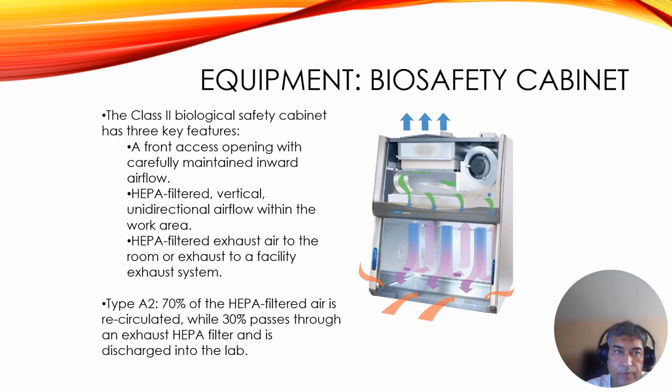Another variety of biosafety cabinet is the class 2 biological safety cabinet, and it has three key features: a front access opening with carefully maintained inward airflow; on top, HEPA-filtered vertical unidirectional airflow within the work area; and another HEPA filter exhausting air to the room or to a facility's exhaust system. In type A2, 70% of the HEPA-filtered air is recirculated, while 30% passes through an exhaust HEPA filter and is discharged into the lab.